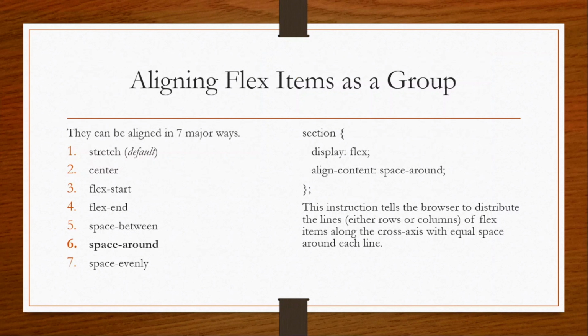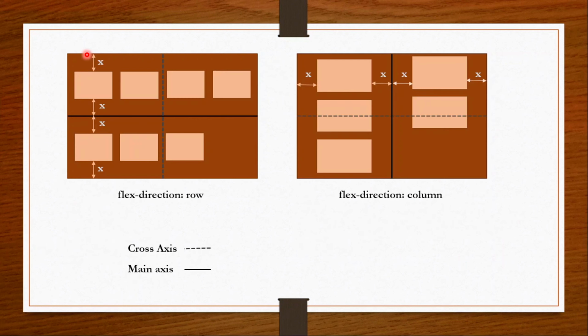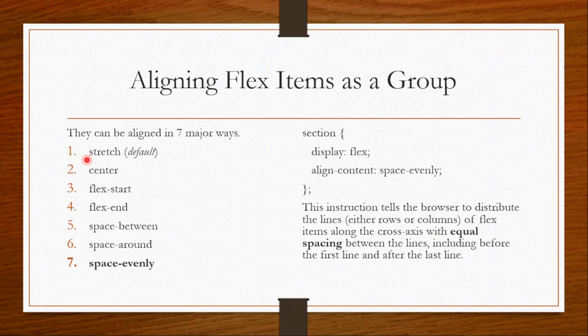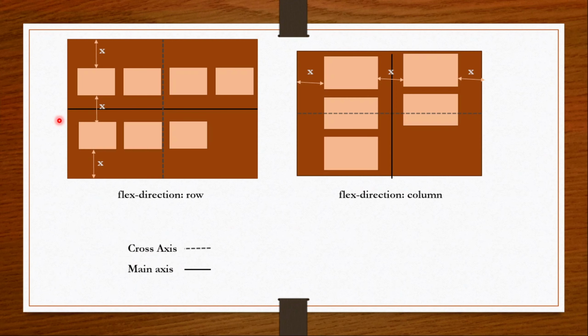And then for space around, the only difference is it has a specific distance from the start of the cross axis, and twice that distance between the end of the first line and the start of the second line, which is 2x here, and then that same distance from the end of the cross axis. And then we have space evenly. This just spaces out the lines so that they have equal spacing between them, just like this. So it has equal spacing between each line.